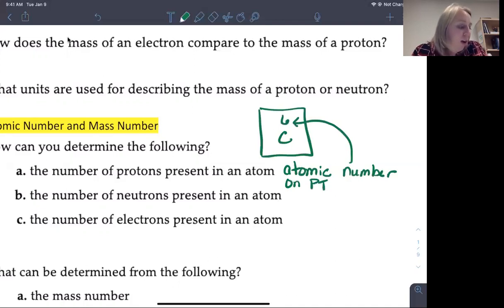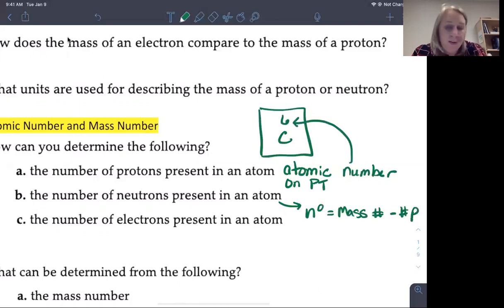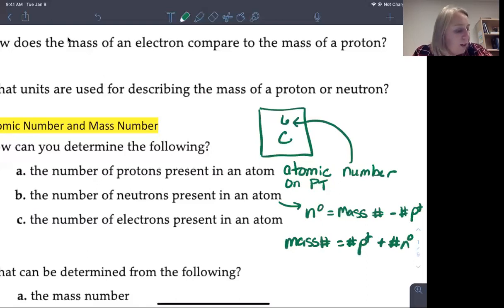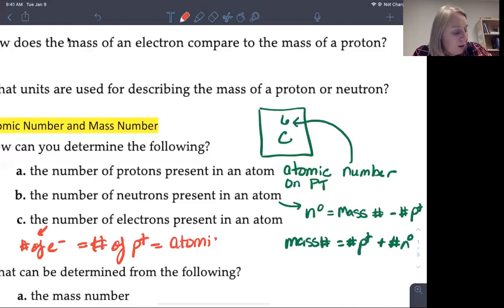The number of neutrons present in an atom. So our neutrons are equal to our mass number minus the number of protons, right? Or you could say it the other way around. This is what we had been saying: mass number is equal to number of protons plus number of neutrons. It's saying the same thing, just rearranging the formula. And then lastly, we're looking for the number of electrons. Number of electrons is equal to number of protons, and we know that the number of protons is our atomic number. So that gives you a roadmap of how to get there.